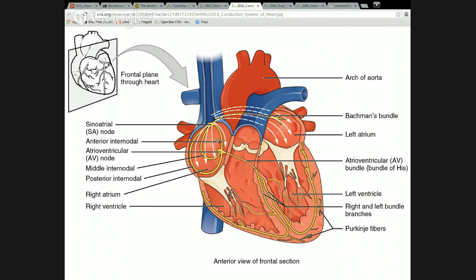The first location in the pathway, where it begins, is right here, which is what we call the sinoatrial node or the SA node.